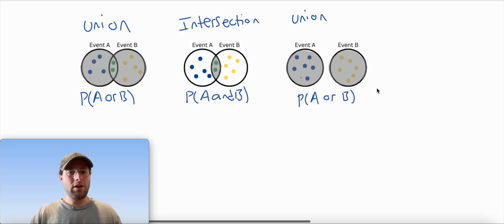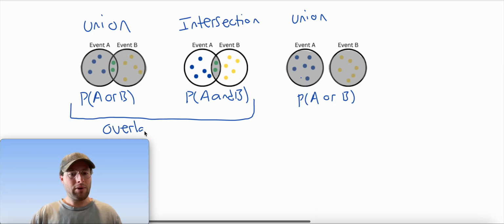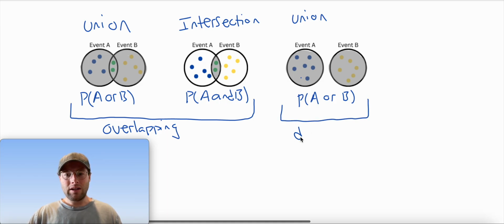And then one further thing to notice is that these two here are what we would consider overlapping events, meaning that there are some outcomes that are shared by both event A and event B. And this one right here, the last one, is going to be disjoint. So these are disjoint events, meaning that there are no outcomes shared by both event A and event B.